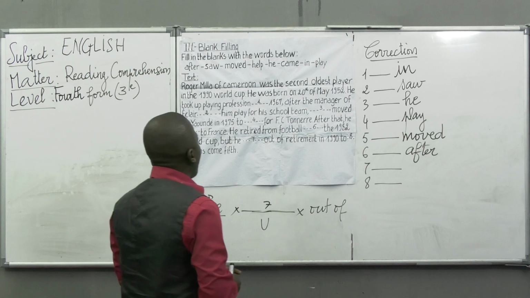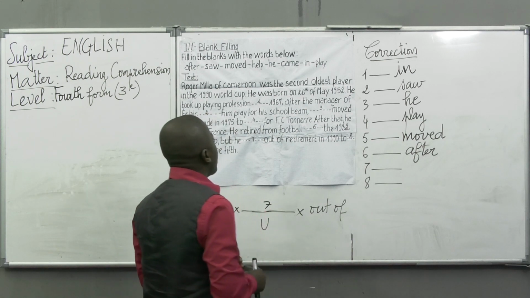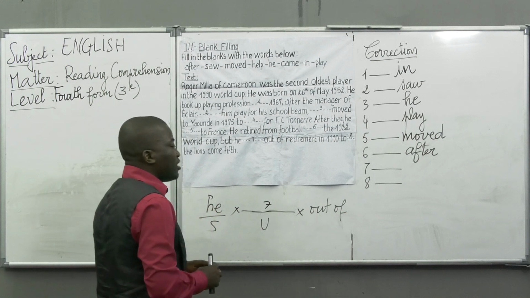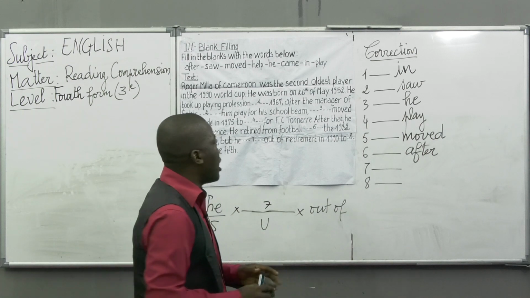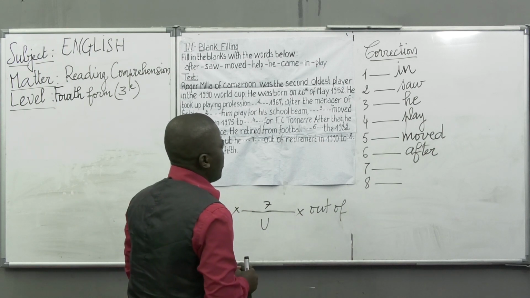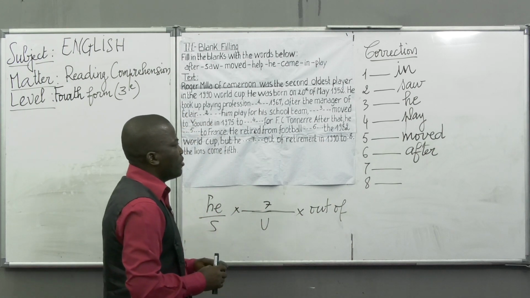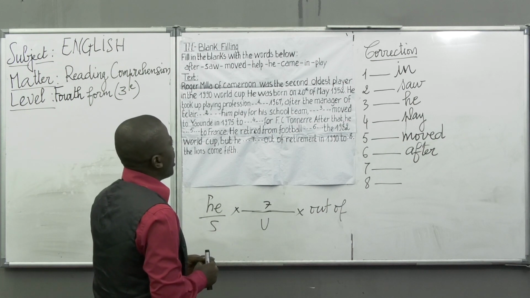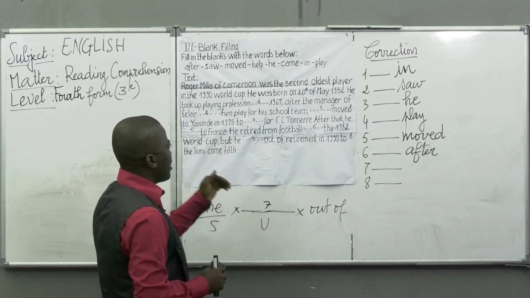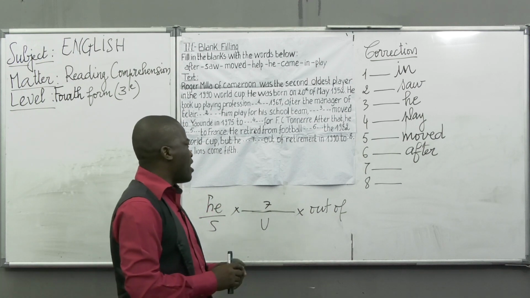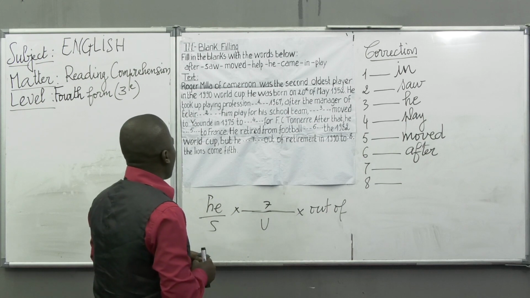Now, how many verbs haven't yet been chosen up to now? Play has already been taken. Moved has already been taken. Now, we have came and help remaining. Two verbs. Came and help. Good. Let's read the text.